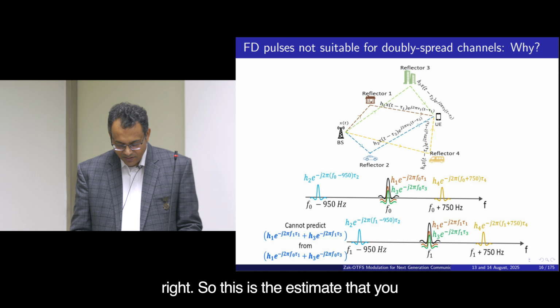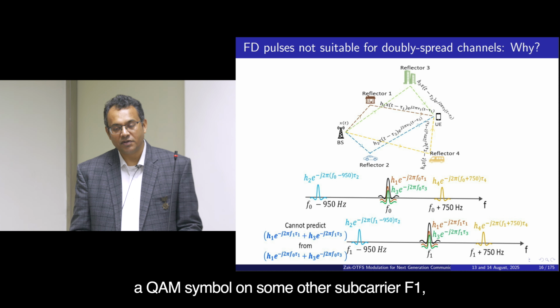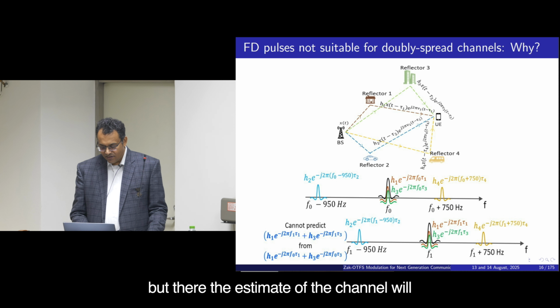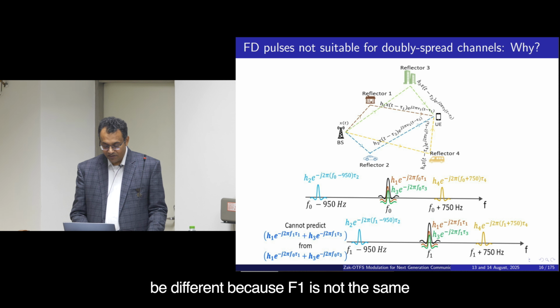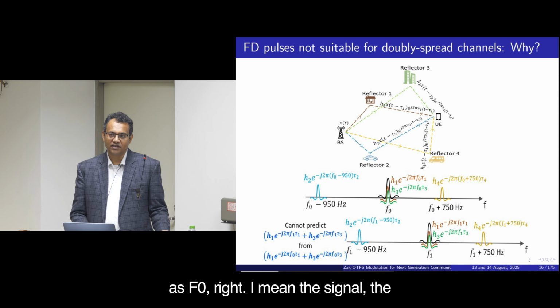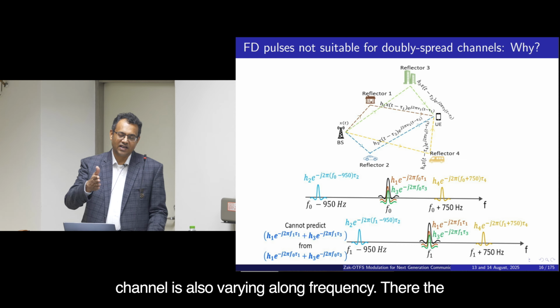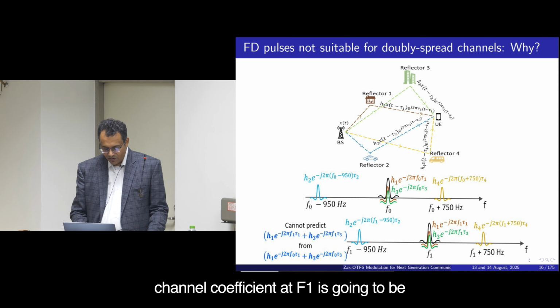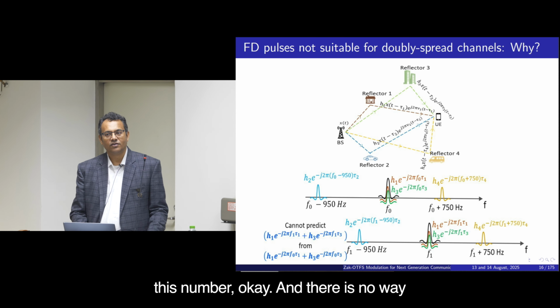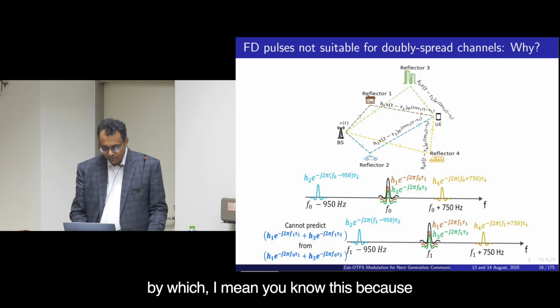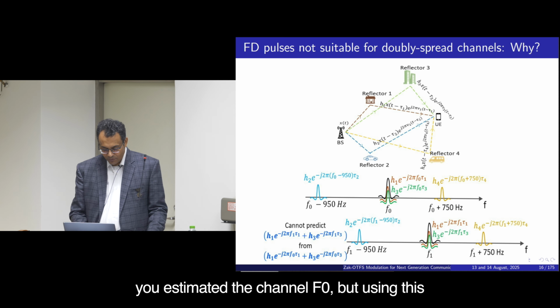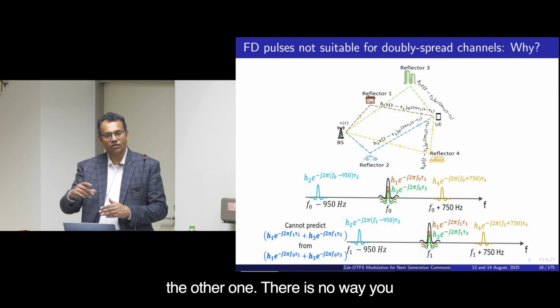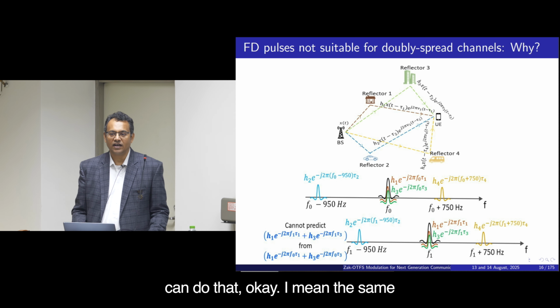So this is the estimate that you get, and then let us say you send a QAM symbol on some other subcarrier f1, but there the estimate of the channel will be different because f1 is not the same as f0. The channel is also varying along frequency. There the channel coefficient at f1 is going to be this number, and you know the channel on f0, but using this you cannot estimate what the channel is on the other one. There is no way you can do that.